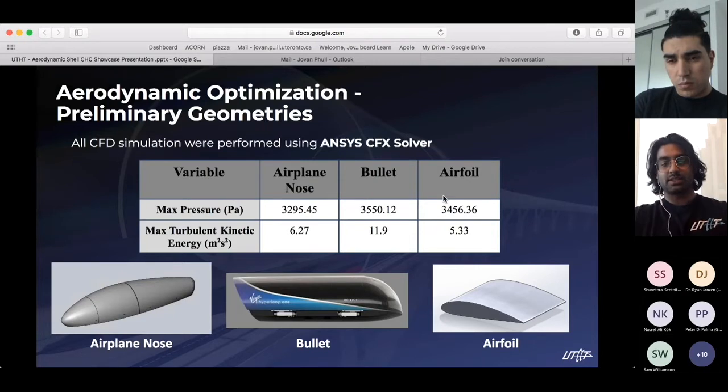So we just did a simple CFD analysis using the ANSYS CFX solver and evaluated their performance against the maximum pressure as well as the maximum turbulent kinetic energy, with the higher importance being on the pressure. So we're trying to limit the amount of pressure that our pod is feeling in order to optimize the aerodynamics, the speed, as well as structural considerations.